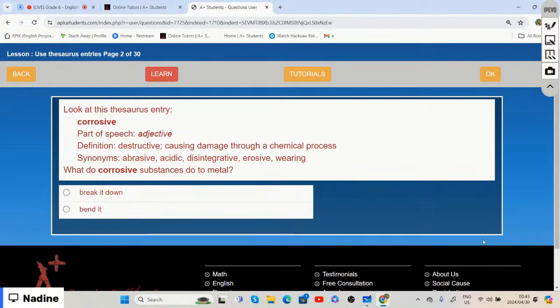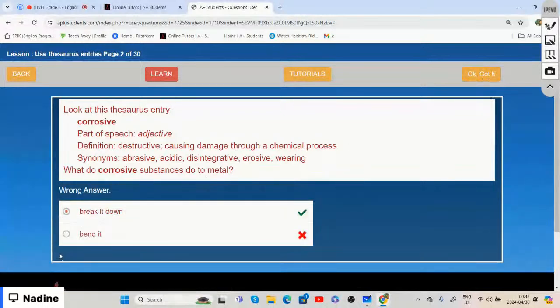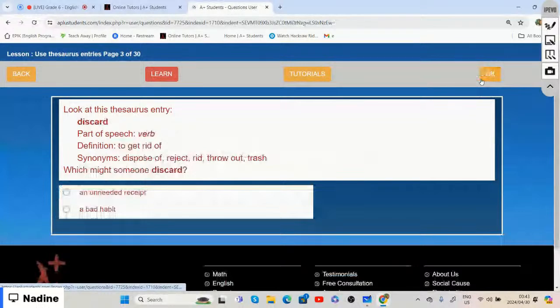So when it comes to metal, it's very hard to say whether it's breaking it down or bending it. But usually with a chemical process, it's breaking it down, because usually chemicals break things. So it is breaking it down.